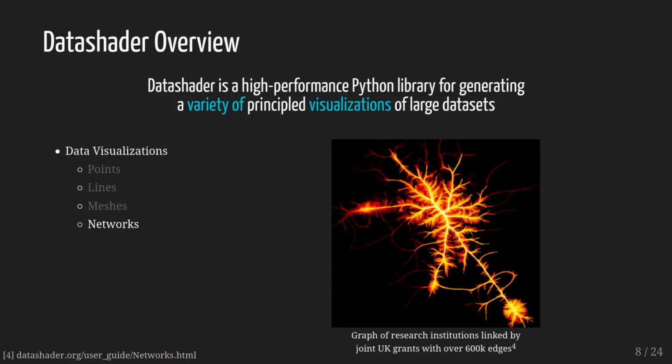Here is a graph visualization of the collaboration relationships of 600,000 researchers across 15,000 UK research institutions. Given a layout for the nodes in the graph and a set of edges, Datashader can render the edges using a technique called edge bundling. This approach groups edges with similar start and end locations into thicker, brighter edges, making it a lot easier to interpret the structure of large networks.